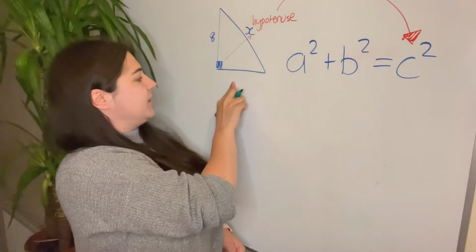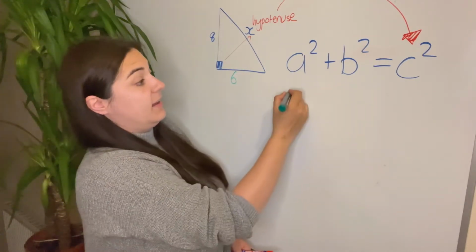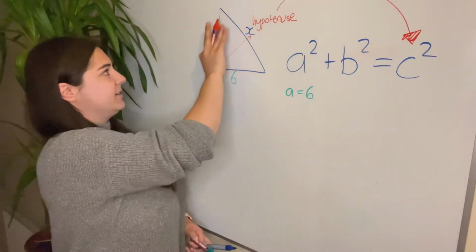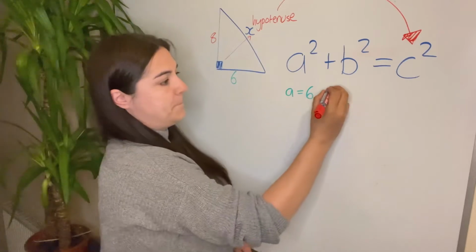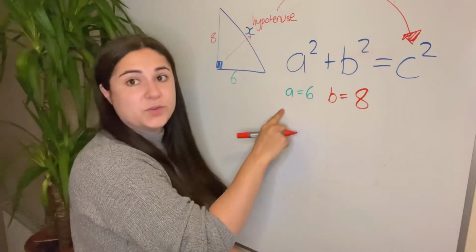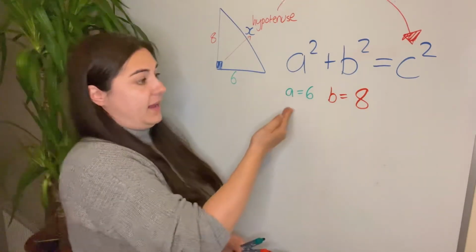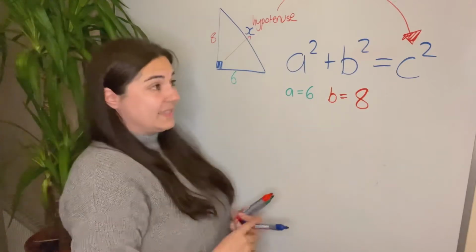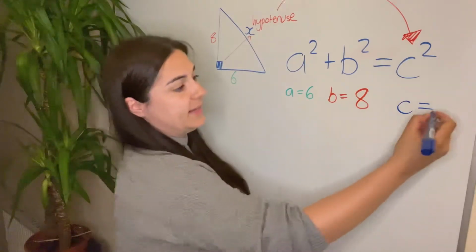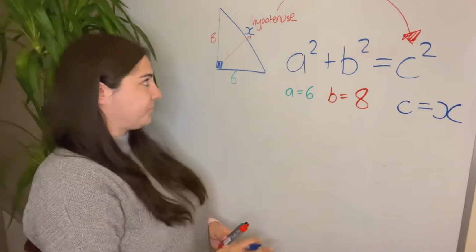So if I actually change this to colours, so here I've got, let's just say that A is 6. I'll change this colour too, just so it's a little bit easier. B is 8, and remember, it doesn't matter which order they're in, because A and B are the two shorter sides. You could have had A is 8 and B is 6, it doesn't matter. What matters is that C is the length of the hypotenuse. So we don't know what that is, so we can call it X, or we could leave it as C, whatever is easiest for you.